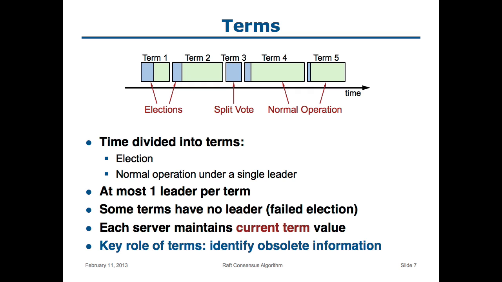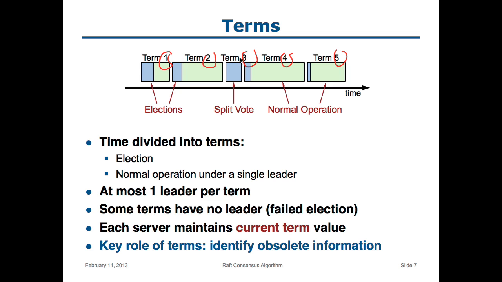Time is divided into terms. Each term has a number, and these numbers increment and are never reused. Each term has 2 parts. First, a term starts with an election. That is, this is a process that picks a leader for the term. And then if the election is successful, then the chosen leader will serve out for the rest of the term as the leader. As you'll see, Raft guarantees that only one server can be elected leader in a term.